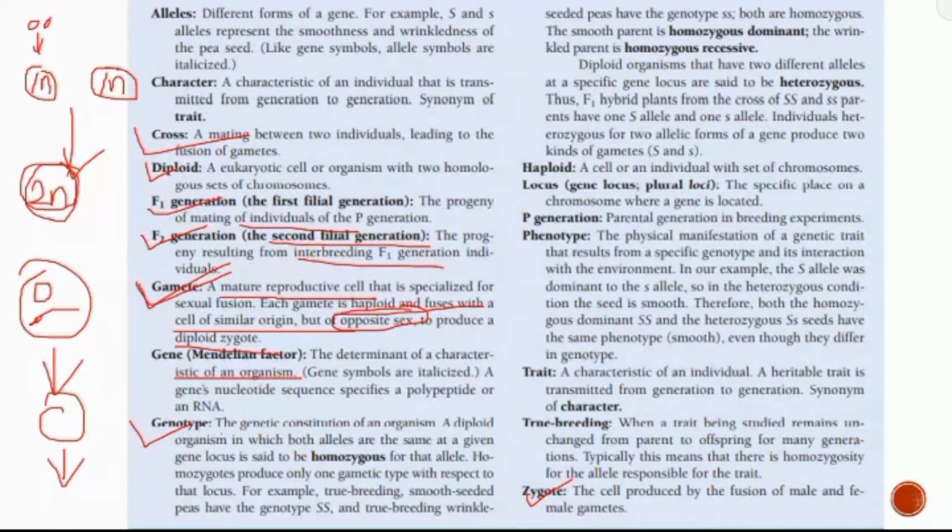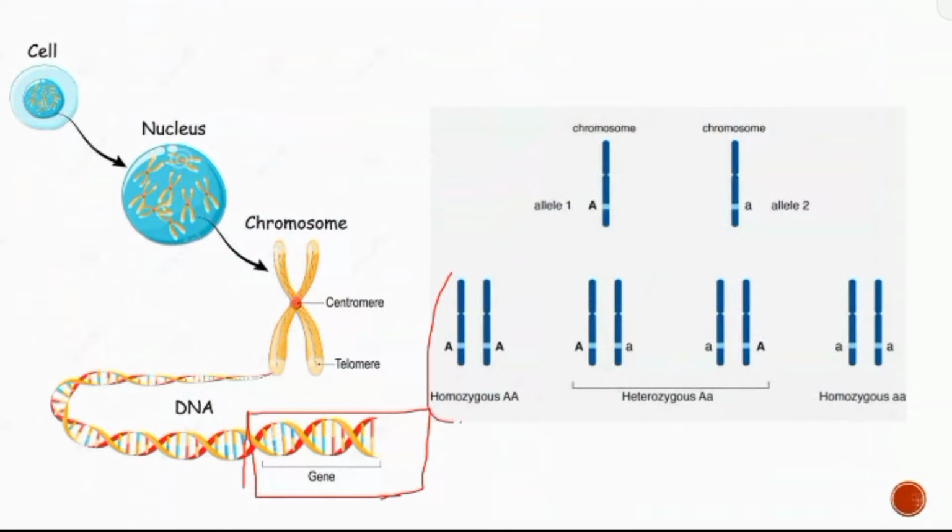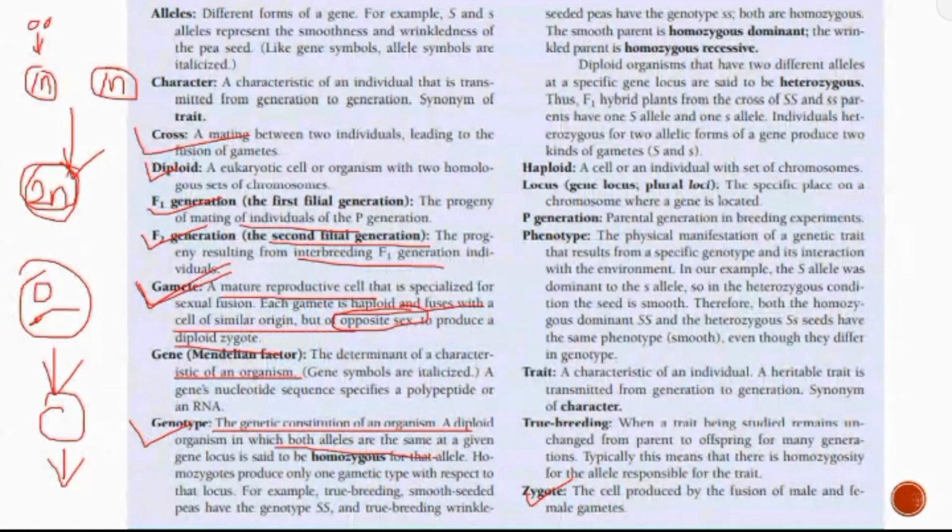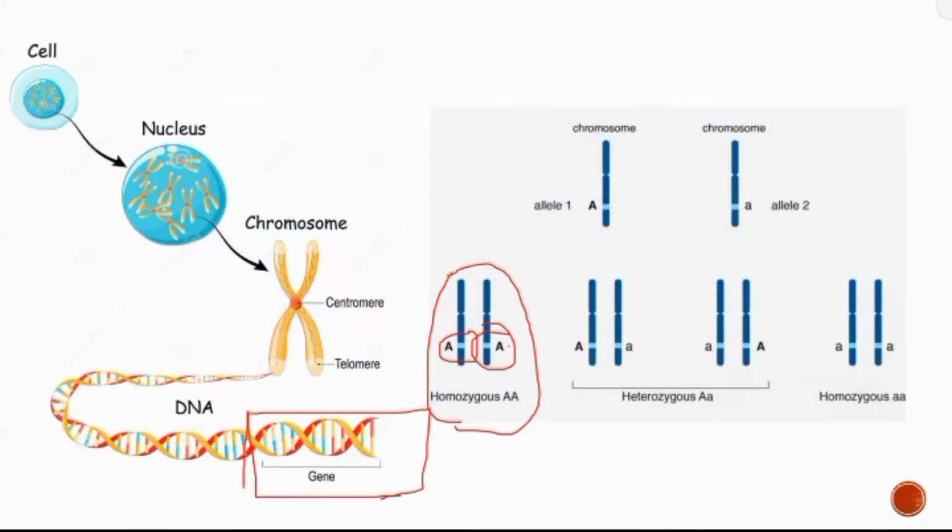What is genotype? It is the genetic constitution of an organism. A diploid organism in which both alleles are the same at a given locus, they are called as homozygous. As we have seen over here, क्या हो रहा है? Homozygous. Why? Because they are present at the same locus on a pair of alleles, right? They are present on the same locus in alleles, so they will be called as homozygous for that allele. Homozygous, they will produce one gamete type with respect to the locus.